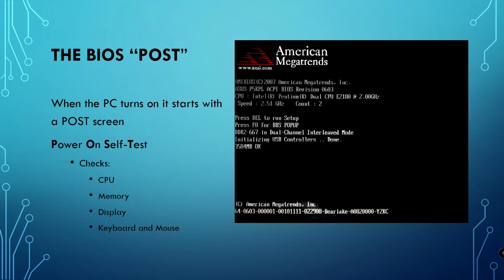POST stands for Power On Self-Test. It checks the CPU, the memory, the display, the keyboard, and the mouse. If any of those are not working correctly, it will display down on the bottom of the screen. And if there's a problem with the CPU or memory, it won't post. But if someone asks you, did the computer post, this is what we're talking about. And as you can see on the screen here, you can see the version, the type, and the memory that's actually on the computer.